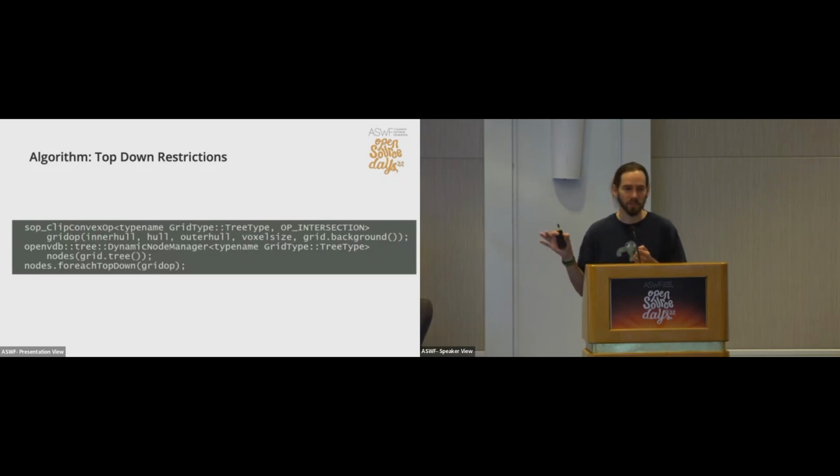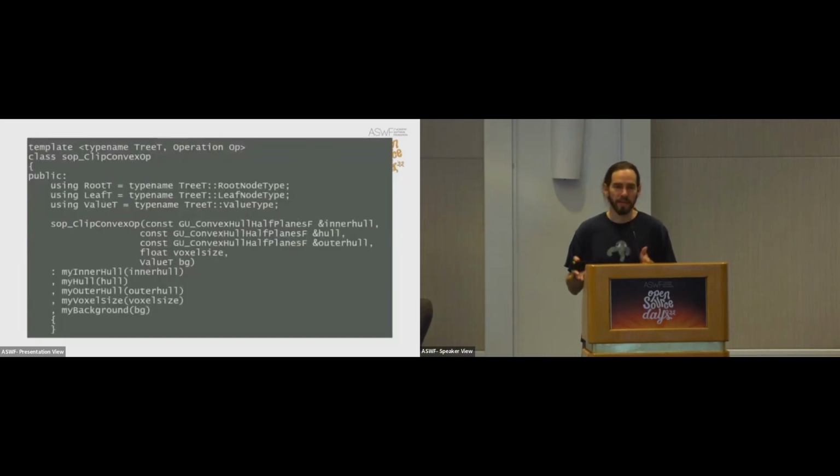So the first line just declares an operation, which is a C++ class, which basically defines 3 operators for how to work on different node types. The second one creates a dynamic node manager out of the nodes in the grid. And the third one just executes it in a top-down fashion. So let's look at what that operation is, because this is the one where all the interesting code is.